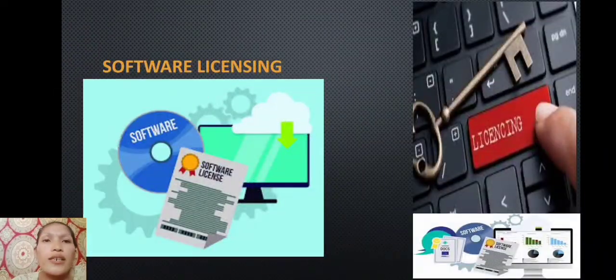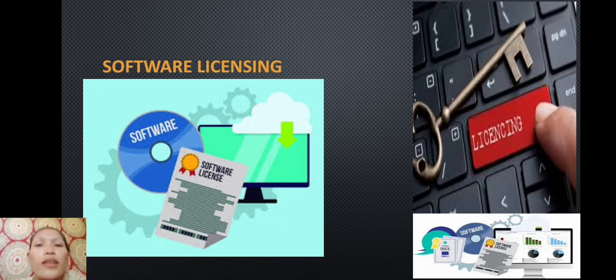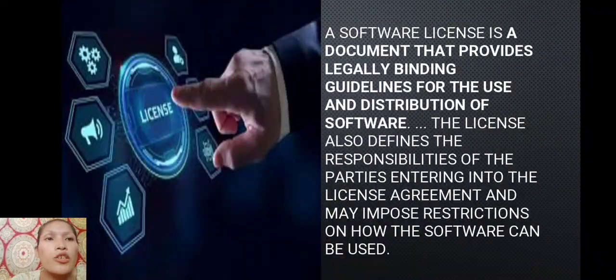Next one is the software licensing. So, after software piracy, the pirating of software, we now have what is called software licensing, which is granting its license. A software license is a document that provides legally binding guidelines for the use and distribution of software. The license also defines the responsibilities of the parties entering into the license agreement and may impose restrictions on how the software can be used.